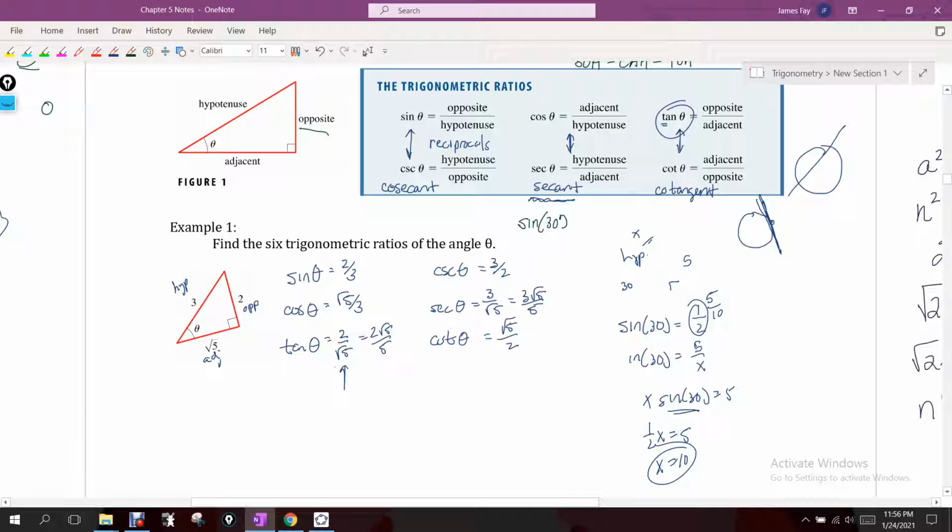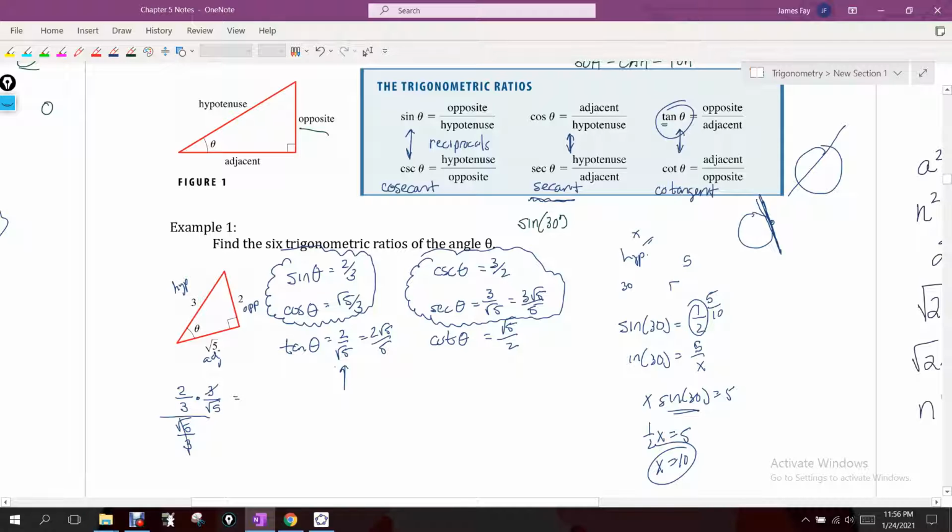What I want you to recognize here is that if you know sine and cosine, you should automatically know those two, simply because they're reciprocals. Now I'm going to take this number, 2/3, and divide it by radical 5/3. When we divide a fraction by a fraction, we take the reciprocal of the bottom fraction and multiply it by the top fraction.